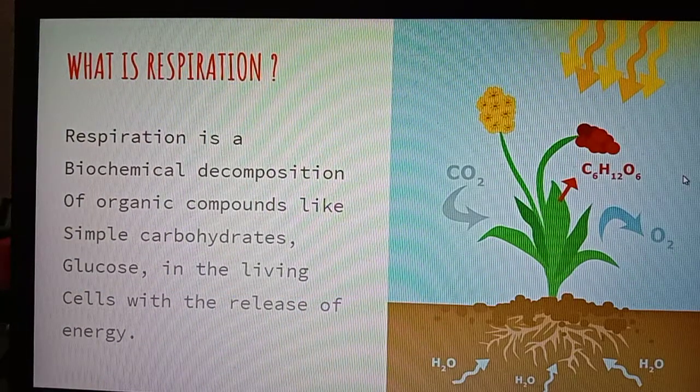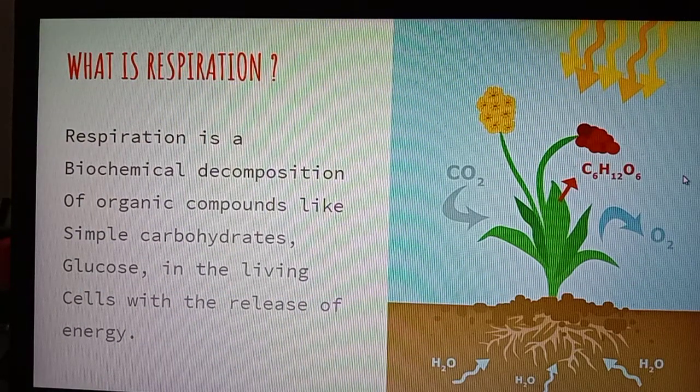What is respiration? Respiration is nothing but a biochemical decomposition of organic compounds like simple carbohydrates, glucose in the living cells with the release of energy. So, decomposition means breaking of bigger particles into various smaller particles. Now, what breaking up takes place? Let's see.